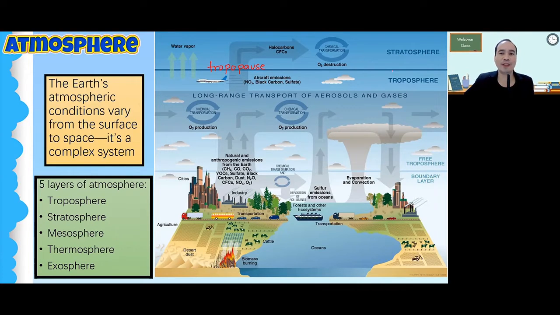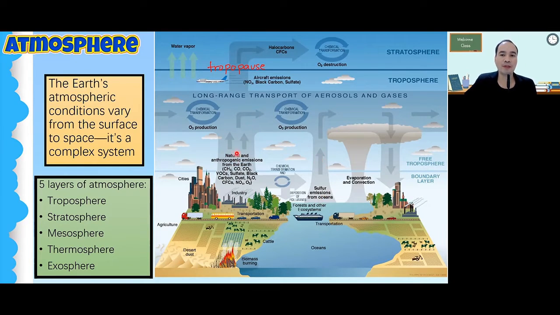Next, let's try to study more about the picture. We have here the cities and your industries that are releasing gases like your carbon dioxide, your carbon monoxide, your methane gases, your black carbon, your CFC. And then also in the ocean, you have the release of your sulfur.